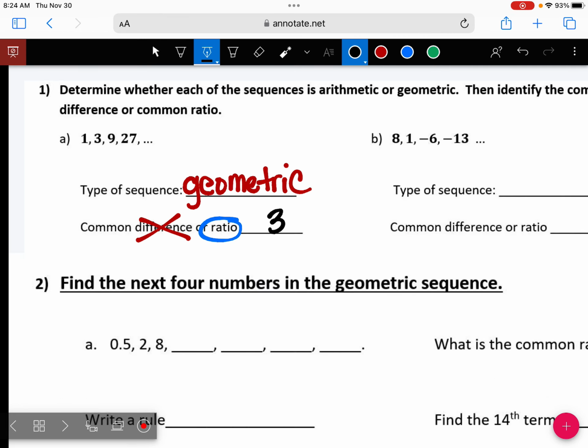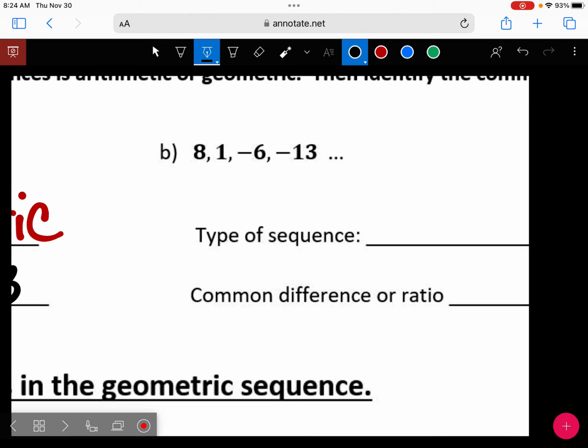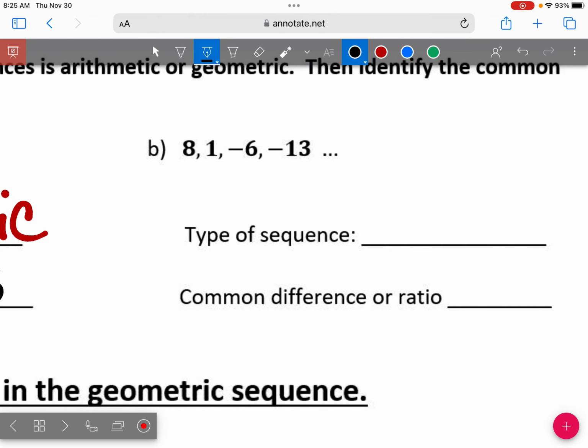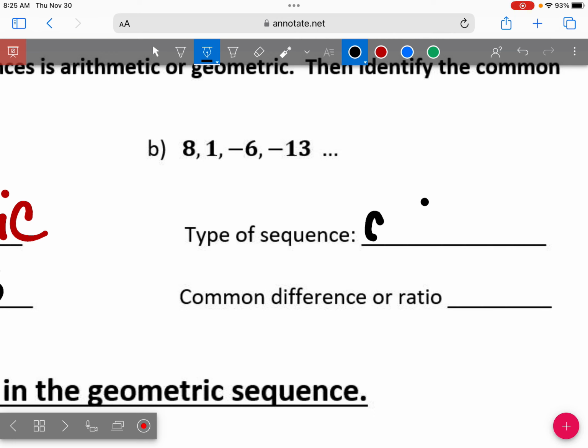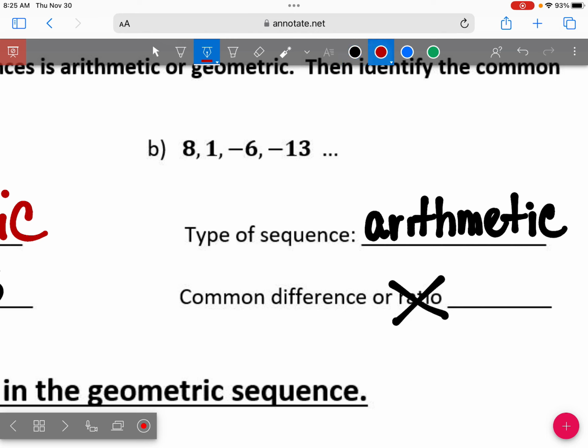All right, let's look at question B. What kind of sequence does this appear to be? Arithmetic. Arithmetic, I agree. So this is an arithmetic sequence, which means it doesn't have a common ratio. It has a common difference. And what is the common difference? -7. There you go.